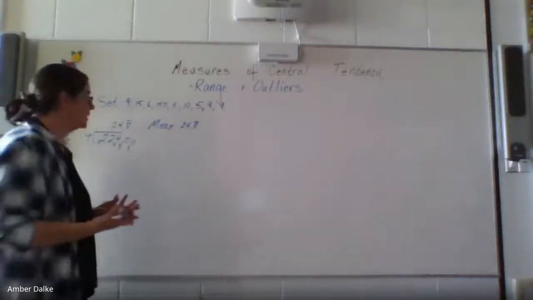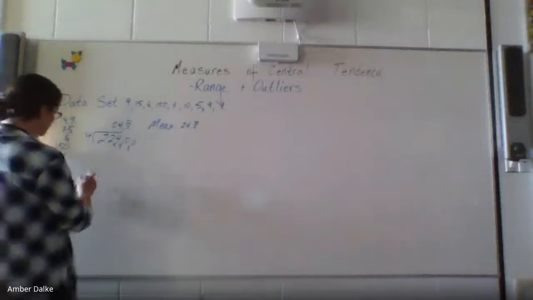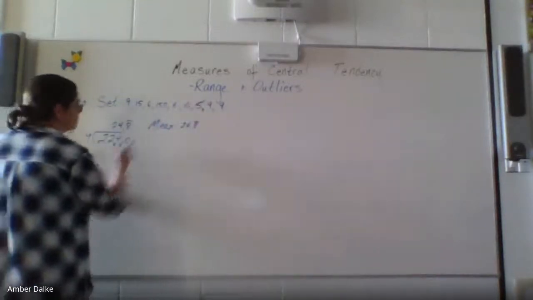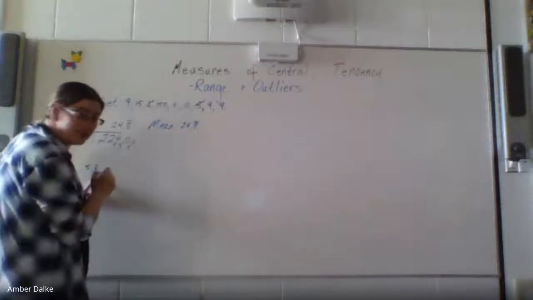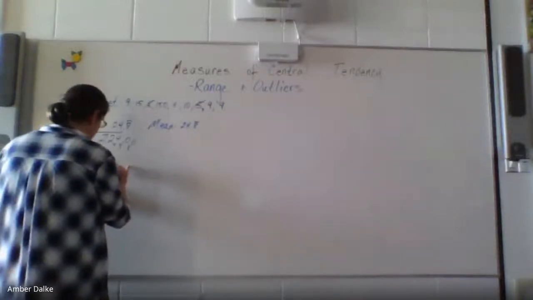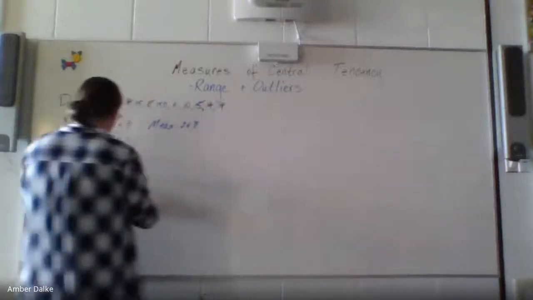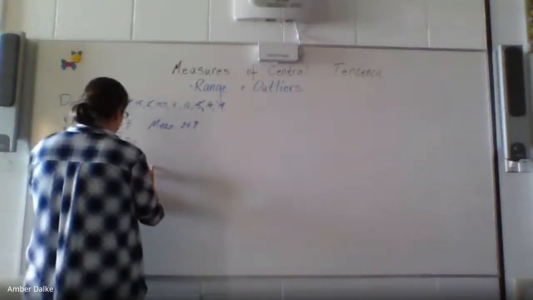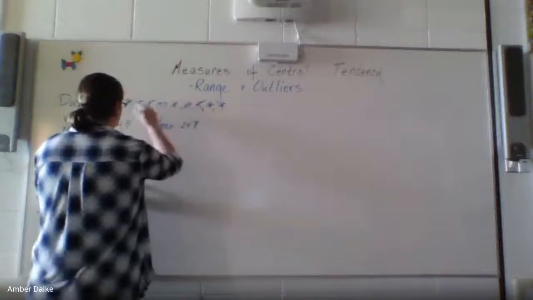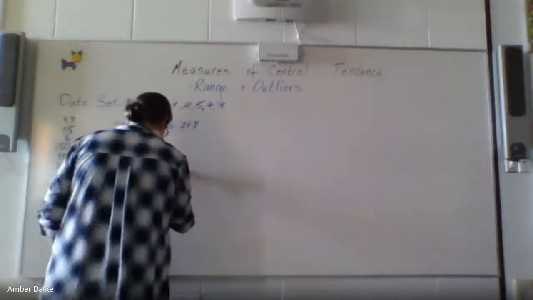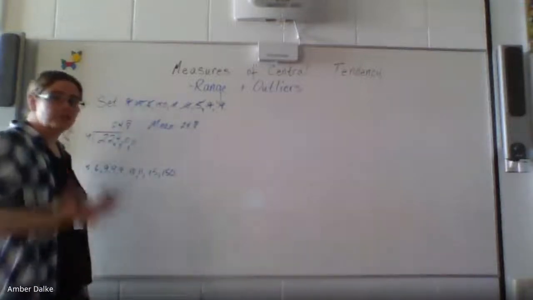That means I have to put my numbers in order. So let me see here. My smallest one is 5, then 6. And then I got 3 9s in a row, right? 1, 2, 3, a 10, an 11, 15, 150.